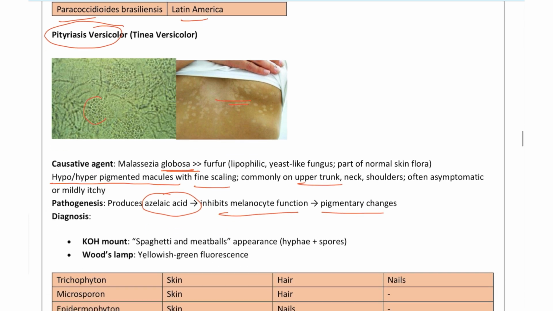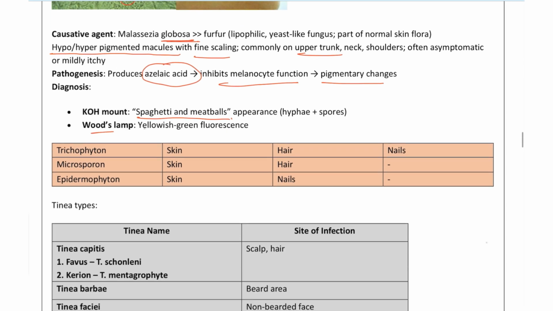On the KOH mount, you are going to see the spaghetti and meatball appearance. Okay, spaghetti and meatball appearance that you are going to see. Under the Wood's lamp, you are going to see yellowish green fluorescence.